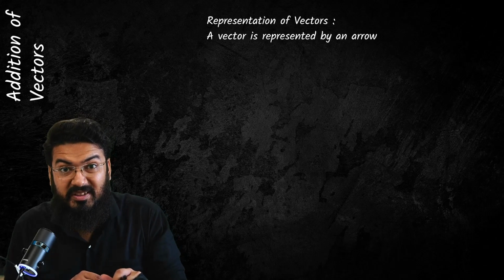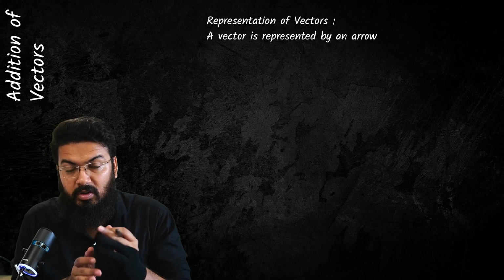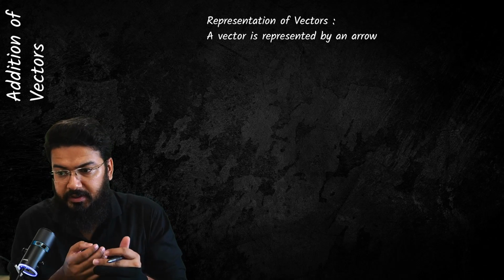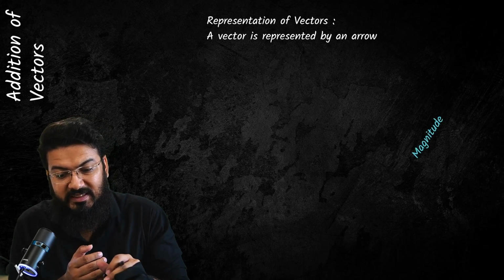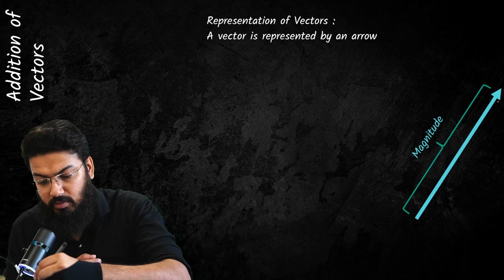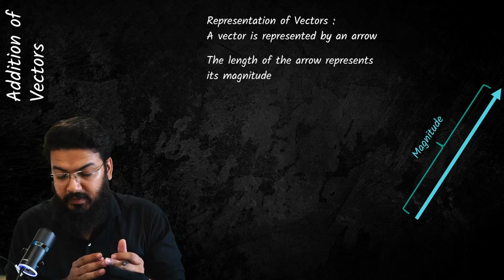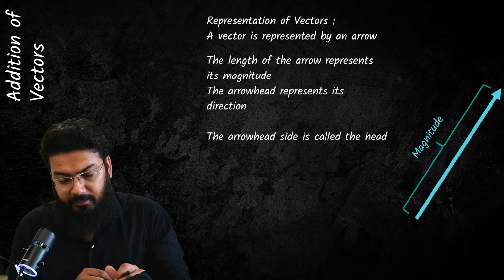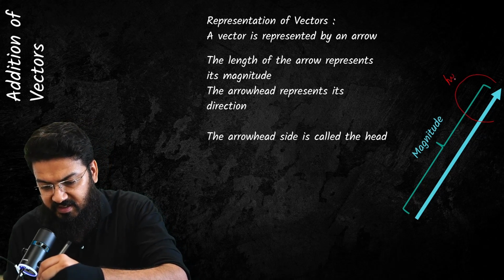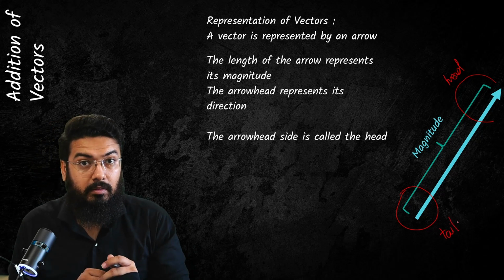Now adding vector quantities is slightly different. First, you need to be able to represent a vector on paper. Let's say you have a 10 newton force. A 10 newton force cannot be made on paper. Force cannot be drawn. So you need a method to draw the 10 newton force on paper. So we simply represent a vector by an arrow. The length of the arrow will represent the magnitude of the vector. So for 10 newtons, the 10 will be represented by the length, and the arrowhead will of course give you the direction. The arrowhead side is known as the head. The opposite side, where you start the arrow, is known as the tail of the vector.